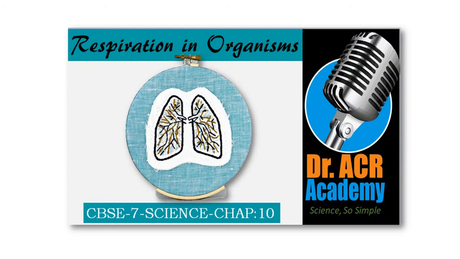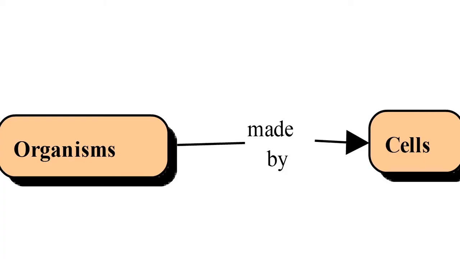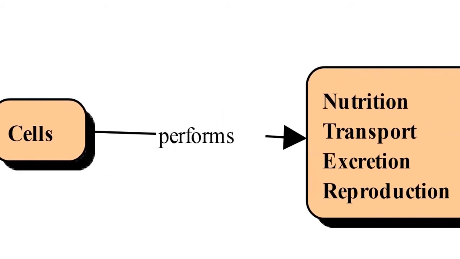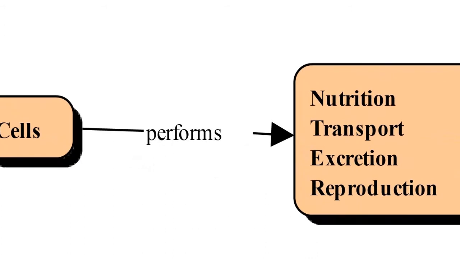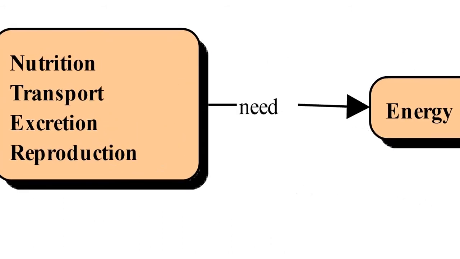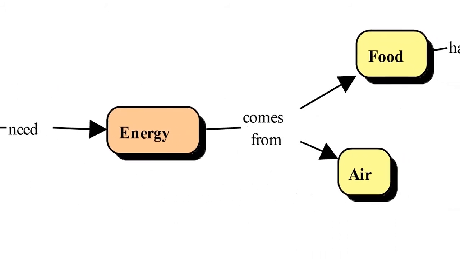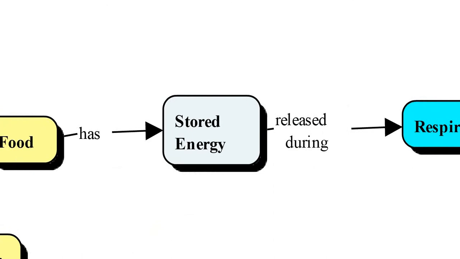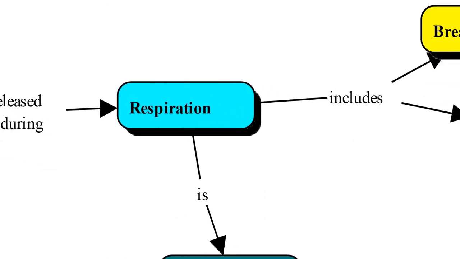Today we are going to study about respiration in organisms, which is from CBSE 7th Class Science Chapter 10. All organisms are made up of cells. Cells perform nutrition, transport, excretion and reproduction. For all of this, the cells need energy. Energy comes from the air we breathe and the food we eat. Food has stored energy. Stored energy is released during respiration.